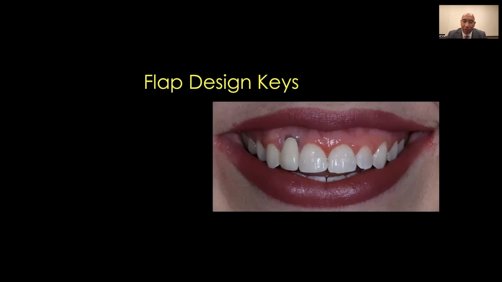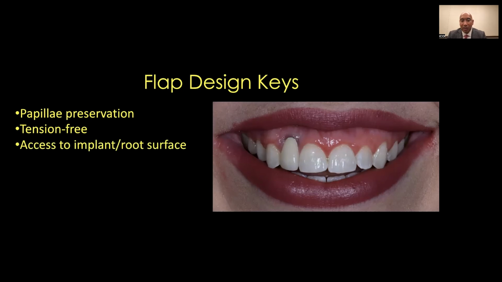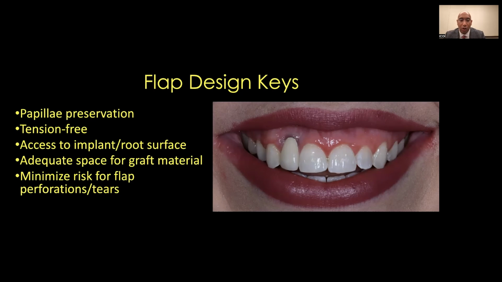So when you have a case of a failing implant that's failing cosmetically, it's really important that we abide by a few rules. One is papilla preservation. So don't reflect the papilla. If you reflect the papilla, you run the risk of losing that papilla, which would compound the problem of the recession on the implant. You want to make sure that you have a tension-free flap so that you have access and space to the implant and root surfaces, so that you can slide your graft in without having too much tension and pressure.